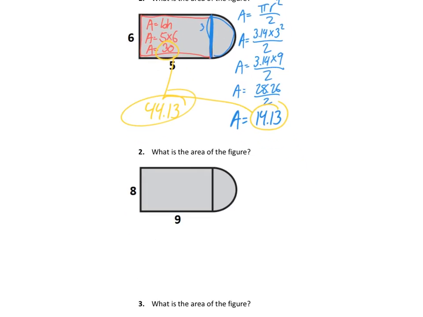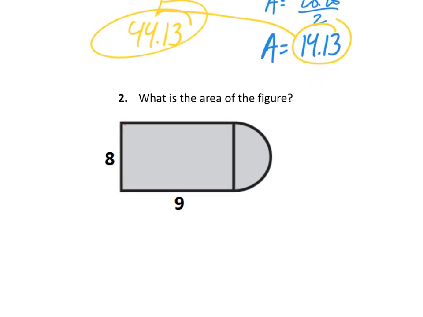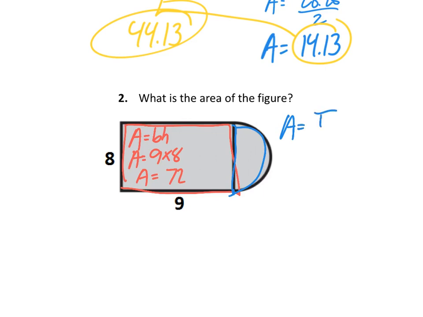On to number 2. Same thing. I have my rectangle here. I have my semicircle here, and I'm going to be using the exact same formulas. So area for the rectangle is going to be base times height. So I will be doing 9 times 8. 9 times 8 is going to be 72. For my semicircle, same formula, pi r squared divided by 2. Again, I have a diameter of 8, so halfway across is going to be 4 for my radius.